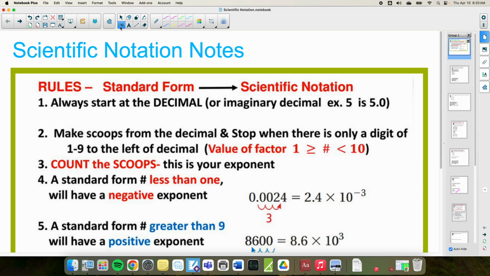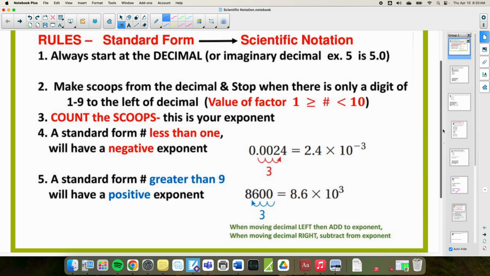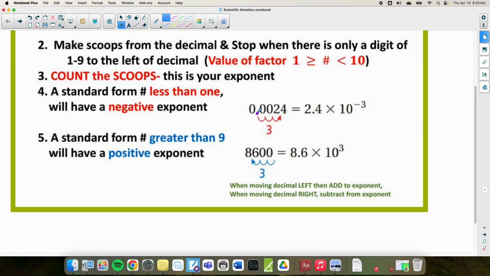Okay, let's try this again. So when I'm doing that, I start at this decimal and I go 1, 2, and I stop here because I have one digit to the left of my decimal point. So it'd be 2.4 times 10, and when you move to the left, it's always going to be negative. But what I think of instead is this is a really small number, so it's gonna have a negative exponent. If it's a large number, bigger than 10, it's going to have a positive exponent, okay?